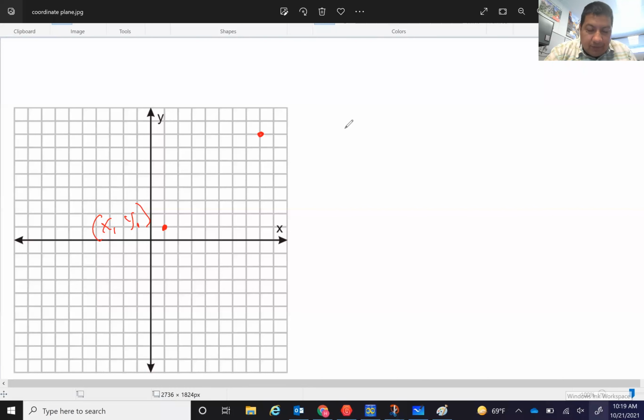So I'm calling that my first point. And then I'm going to call the coordinates of this other one x2, y2. There's a comma in between. And again, what that means is the x of my second point, the y of my second point, that's all it means. And then I'm going to ask you guys, find the distance between my points. What that means is if I was to connect my 2 points, what's the length of the segment?